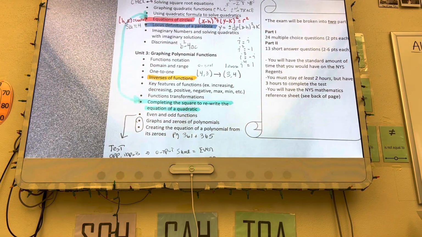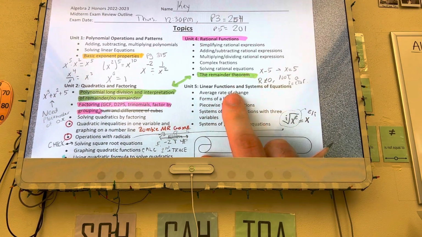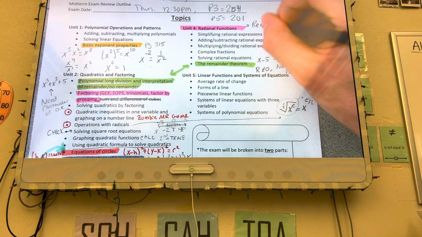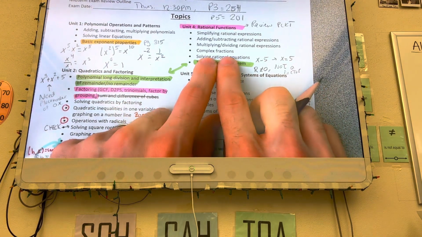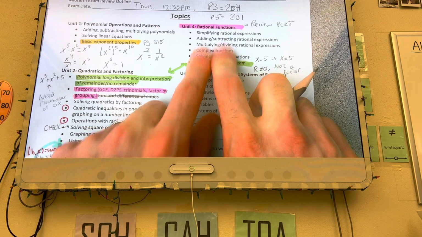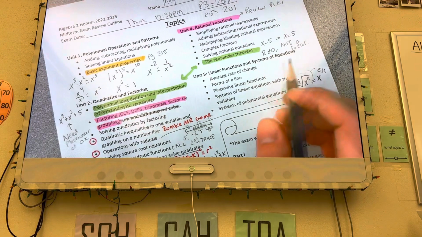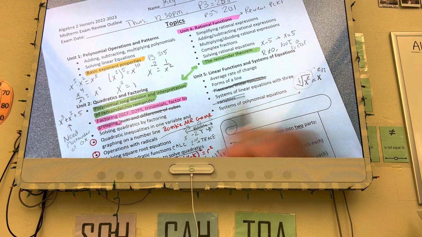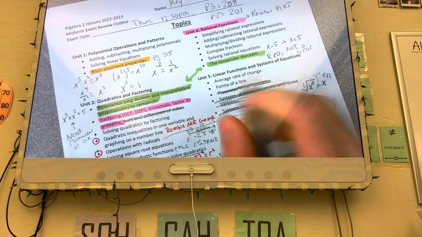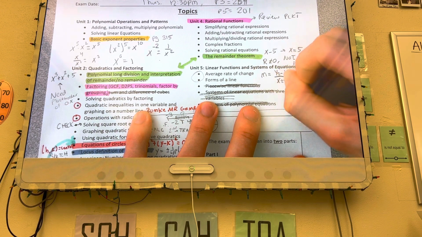What else? Unit 4, rational functions. That was the one that we just did before we started Unit 5. I would just look at the review packet and the notes for that. Knowing when to use an LCD compared to a common denominator. Definitely check those out. And we only got to forms of line and average rate of change, so you won't see this. You won't see this, and you won't see that. You will see these two, and make sure you know the slope formula: y2 minus y1 over x2 minus x1.